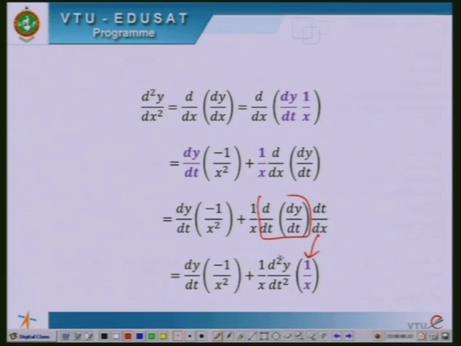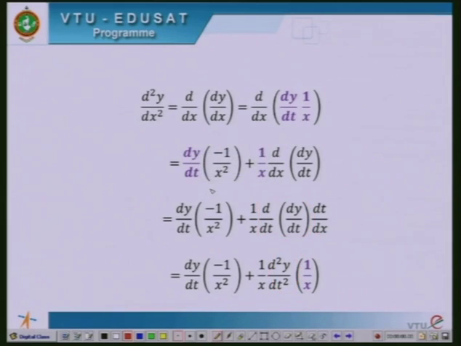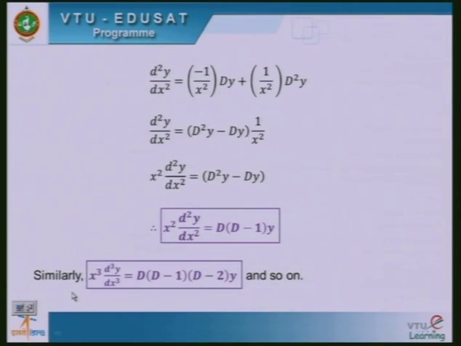Now I will write this d square y by dx square in terms of d square y. So I am denoting d as d by dt. With this, you can see I have written d here.